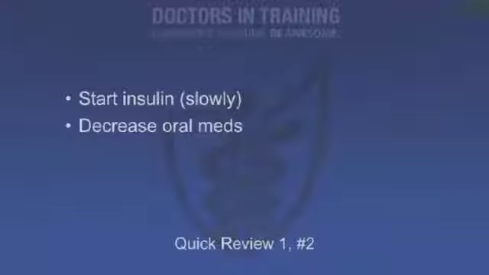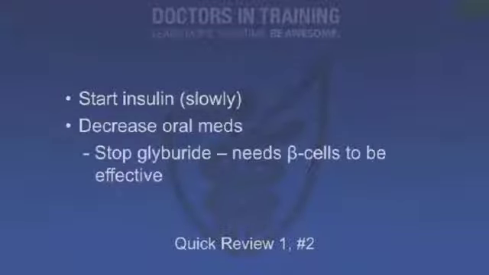Now, one med you might want to think about stopping is the glyburide. Glyburide actually needs beta cells to be secreting insulin for it to be effective. And since we're adding in insulin therapy anyway, it's a bit of a redundant action to try to squeeze more insulin out of the pancreas and add exogenous insulin at the same time. So that glyburide may not be doing anything at all.